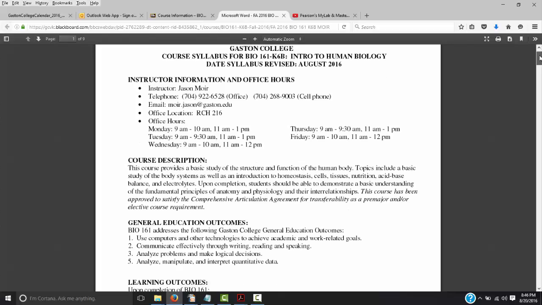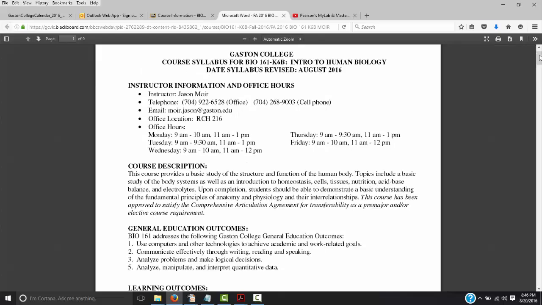All right, this is a pretty standard look for all syllabi at Gaston College. You have, of course, the name of the course up here, information about me and how to reach me. Of course, my name, Jason Moyer, phone numbers, my office phone number, and my cell phone. And the preferred way that I would like to be contacted by students is either by text or by email. That way there's a record of you contacting me and then me contacting you back. And here's my email, moyer.jason@gaston.edu. My office location is on the Dallas campus, the Roush Building, 216. My office hours throughout the week.